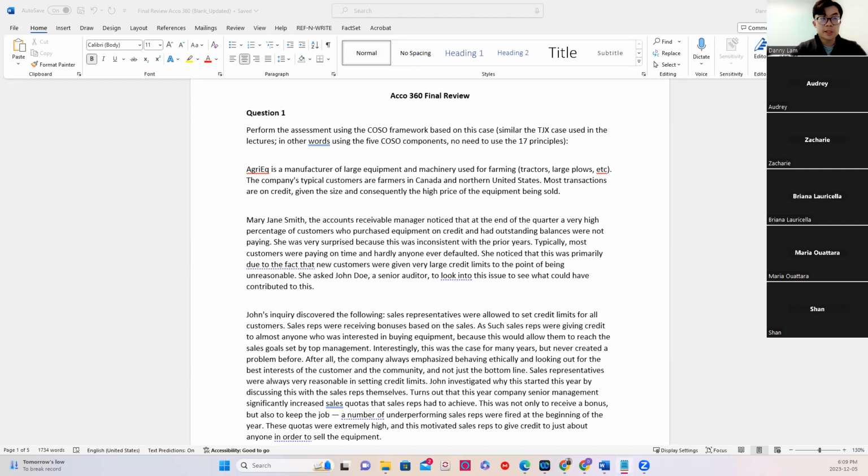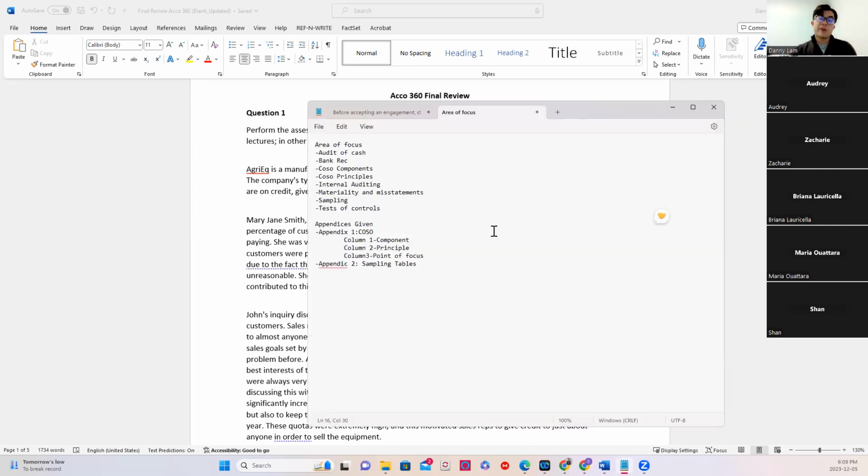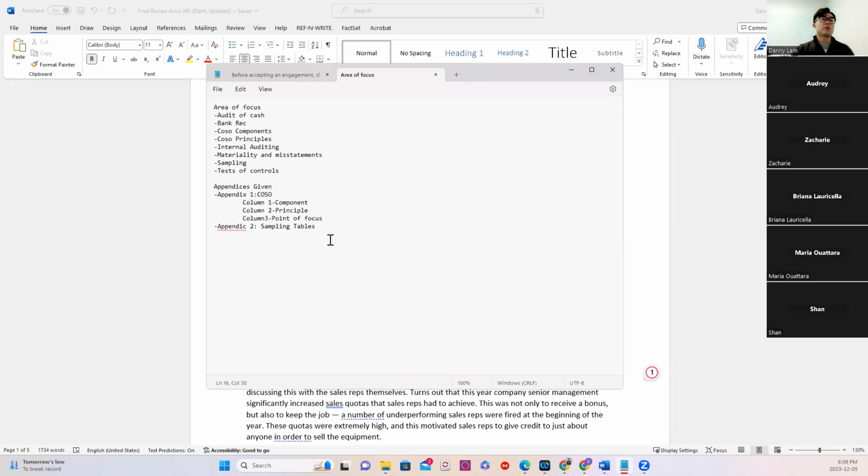So some topics that you want to review. You look at my last final. I went through a deep dive of what you want to go in and, in terms of percentage, what it is. This is just updated based on last semester, what the students gave me. So areas of focus: audit of cash, bank reg, COSO components, COSO principles, internal auditing, materiality and misstatements, sampling, test of controls. As you're going through the theory, watching the lecture, just be like, oh, this is audit of cash, this part I'm going to focus more. Bank reg, yeah. Appendix. They should be giving it to you. Normally they always give it.